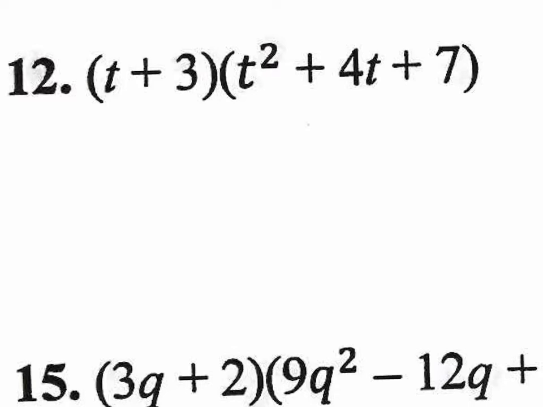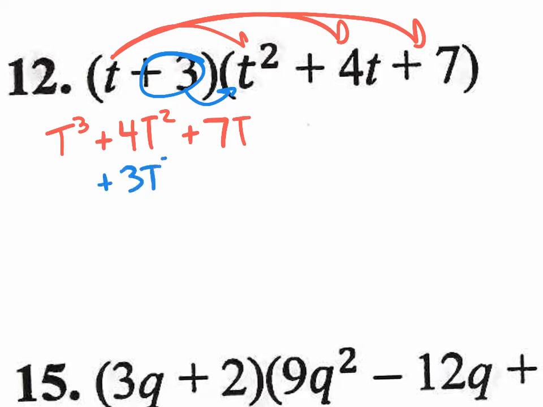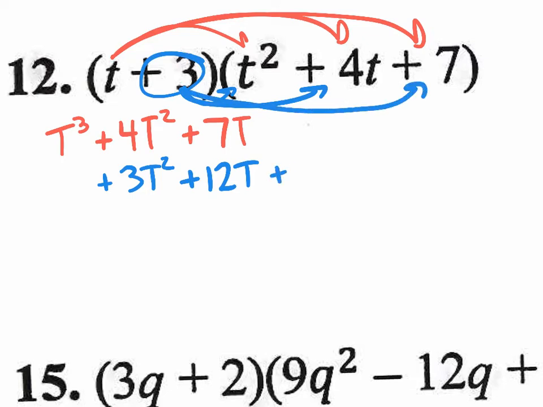You don't have to. But when I distribute t times t squared, that's t to the third. When I go t times 4t, that's plus 4t squared. t times 7, that's going to be 7t. And then positive 3 times t squared, that's positive 3t squared, but I'm going to write it under the 4t squared. That way it's really easy to combine. 3 times 4t, positive 12t. And again, notice that I wrote that 12t right underneath the other t term. Last but not least, 3 times 7, positive 21.